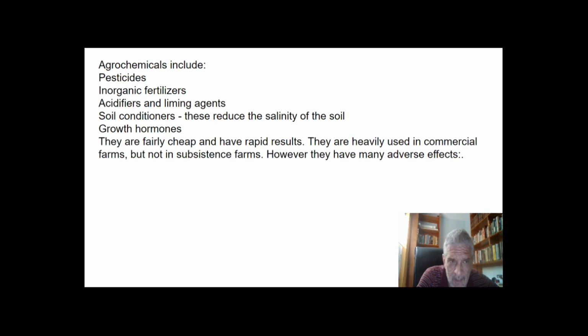And agrochemicals tend to be fairly cheap and have rapid results. And they're used heavily in commercial farms, but not in subsistence farms. And they might have adverse effects. The point is that commercial farming is all about profit, how much money you make. And if the farm produce affects those who consume it, oh, too bad. If it harms the environment, they're probably slightly short-sighted, and again, too bad. Because the immediate profit is basically what they're looking at.